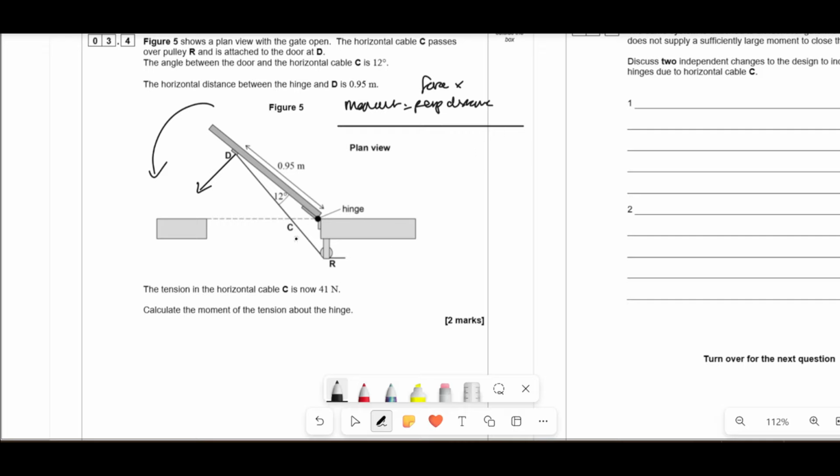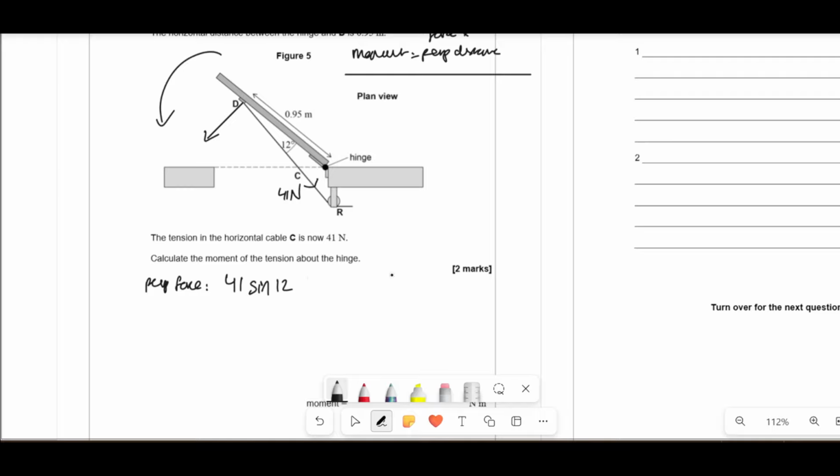They've told you the tension in this cable is 41 newtons, and you can see that it is at 12 degrees. So if we want to find out the moment, we're going to need to know what this perpendicular force is. So the perpendicular force is it resolved. Remember how I said before, because we're not crossing the angle, it's going to be sine instead. It's going to be 41 sine 12. They've asked you to work out the moment of the tension about the hinge. Your hinge is here. Moment equals force times perpendicular distance. We've now got the force here, which is that. The perpendicular distance is going to be 0.95. So its moment is going to be 0.95 times 41 sine 12, which is 8.098, which is roughly 8.1 newton meters.